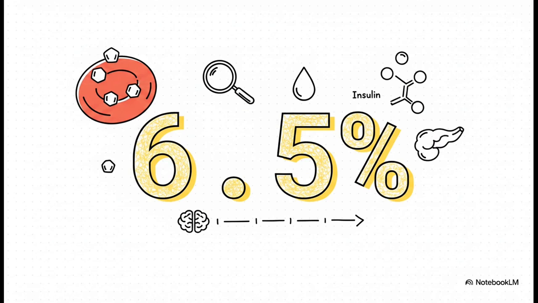So, if there's one crucial point to take away here, it's this single number: 6.5%. An HbA1c of 6.5% or higher is your definitive diagnostic cutoff for diabetes. This number basically tells us the percentage of hemoglobin that's coated with sugar, which gives us a super reliable 3-month average of the patient's blood glucose levels. Seriously, burn this number into your brain.